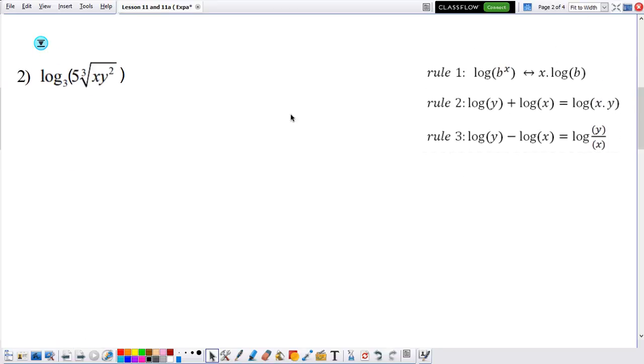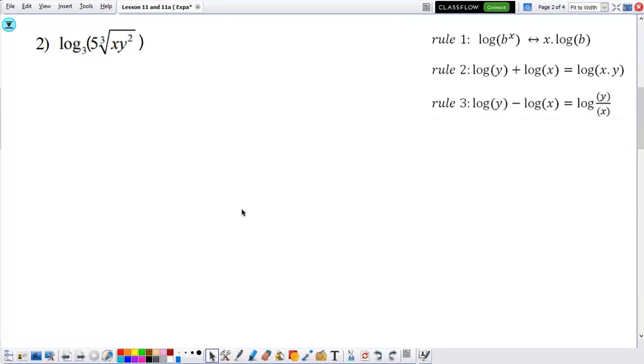So let's see. Let me move this here. All right. So what do we have here? Again, we're expanding. So you need to figure out what's going on inside the logarithm. Notice that here I'm multiplying 5 times the cube root of all this. And according to our rules, multiplication is addition, according to the second rule. So let's do that. Let me separate them with addition.